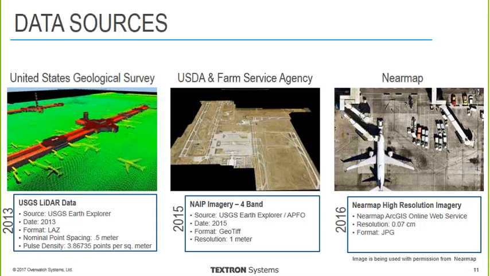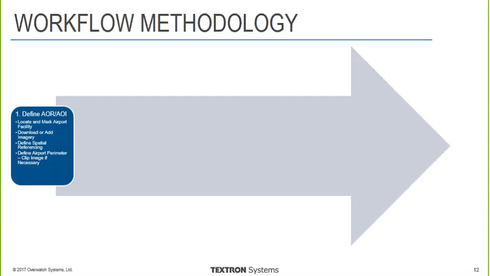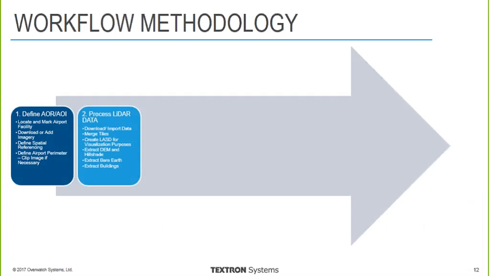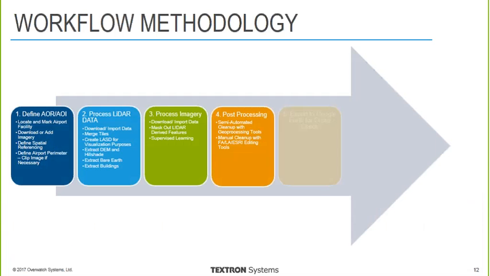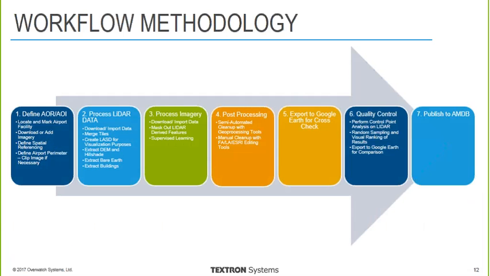The Nearmap data is 0.7 of a centimeter, so extraordinary resolution and clarity. This data is collected at least twice per year, and so it adds a very compelling element to this workflow in and of itself. So what's our methodology? Well, we're going to define our area of interest. We're going to process the LiDAR data, process the imagery, do post-processing, cross-check, quality control, and publish to our database.